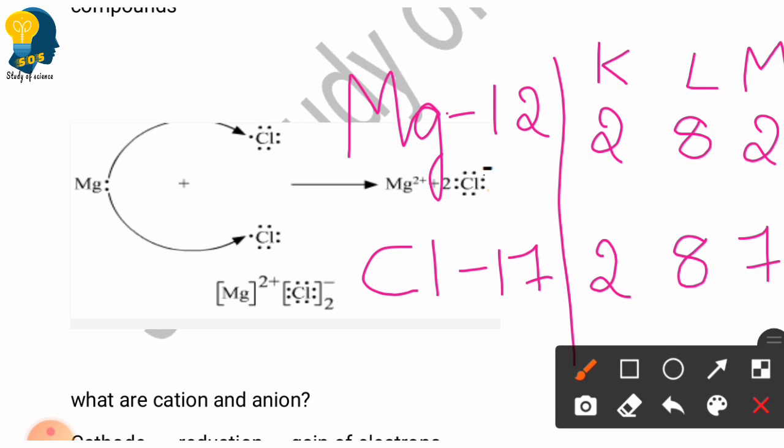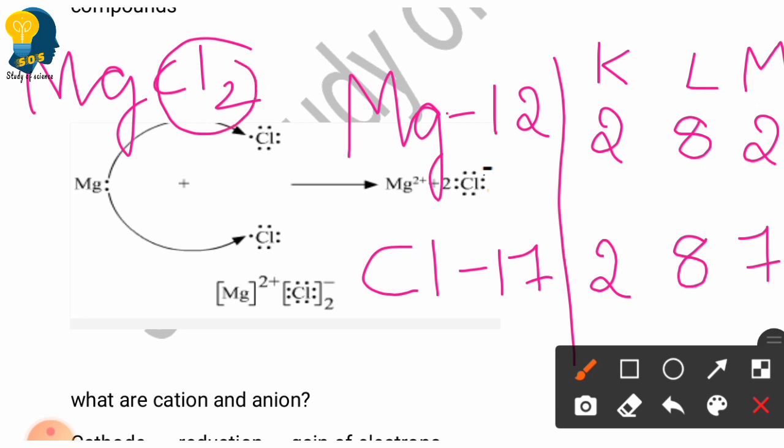So here there are 2 atoms of chlorine. Please note it. We are writing MgCl2. So there is 1 atom of magnesium, but there are 2 atoms of chlorine. Clear? So for magnesium to attain the octet configuration or to become stable, it needs 6 electrons. Magnesium needs 8 electrons to be stable. But there are only 2 electrons on the outermost shell. So for the nucleus of magnesium to receive 6 electrons is very difficult.